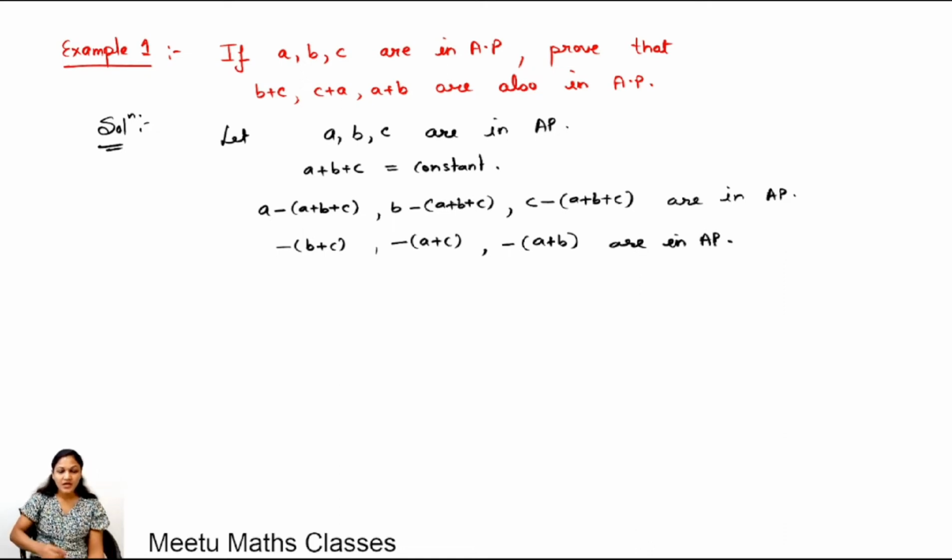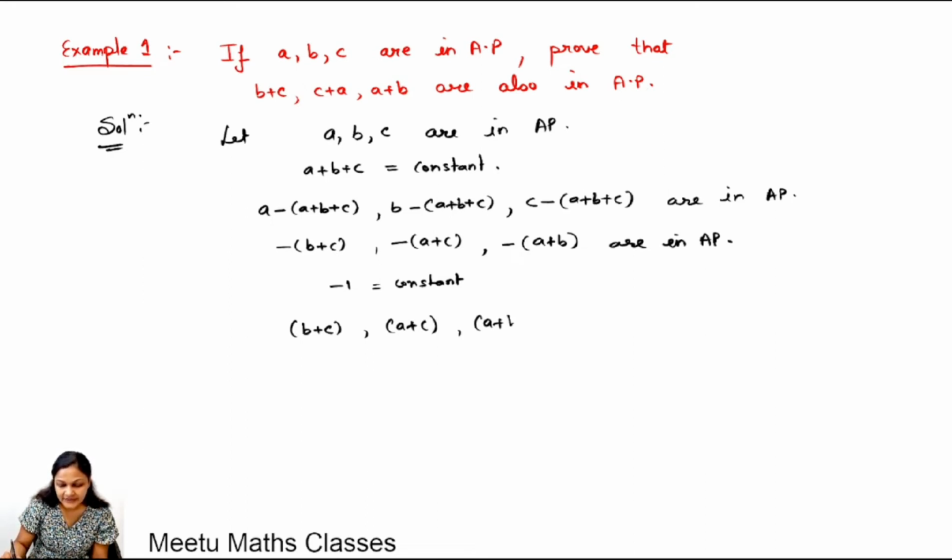Now I am going to multiply by minus 1. So minus 1 is a constant. I am going to multiply by minus 1 to each term of this AP. Then the resulting sequence is B plus C, A plus C, and A plus B. And these three terms are still in AP. And that is what we have to prove.